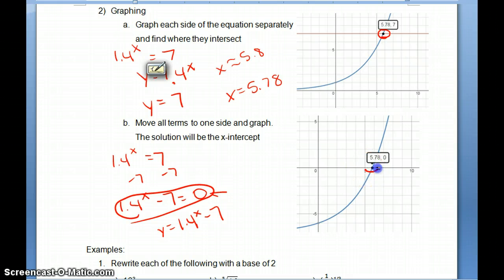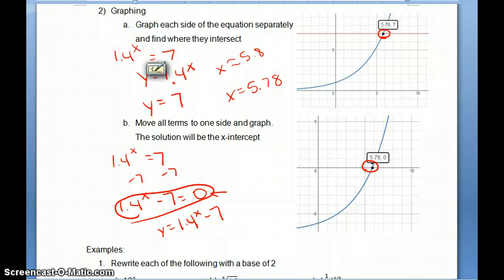Okay, so where does it cross the x-axis? So both ways, no matter what you do, you'll get the exact same value. It'll just depend on where you're looking. So if you graph each of them independently, you'll look for where those two intersect. And when you move it all to one side, you'll look at where it crosses the x-axis, but you'll get the exact same answer. So you guys have already seen this before. We're just going to be looking at exponential functions instead of, say, the trigonometric equations like we did earlier.